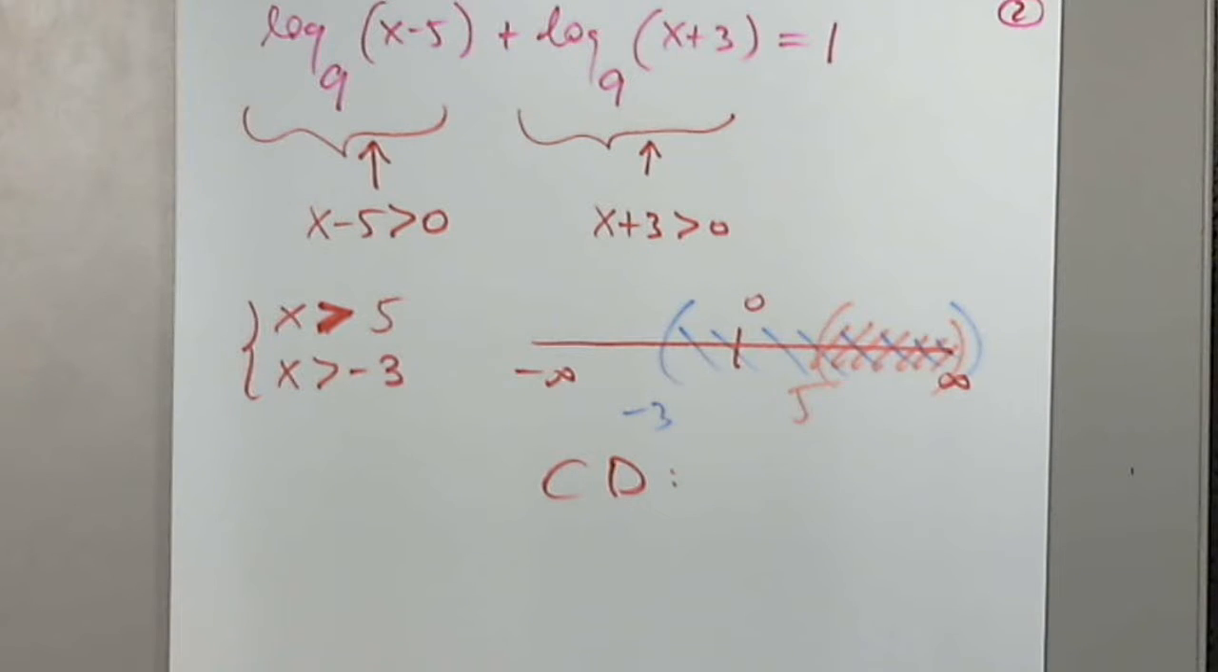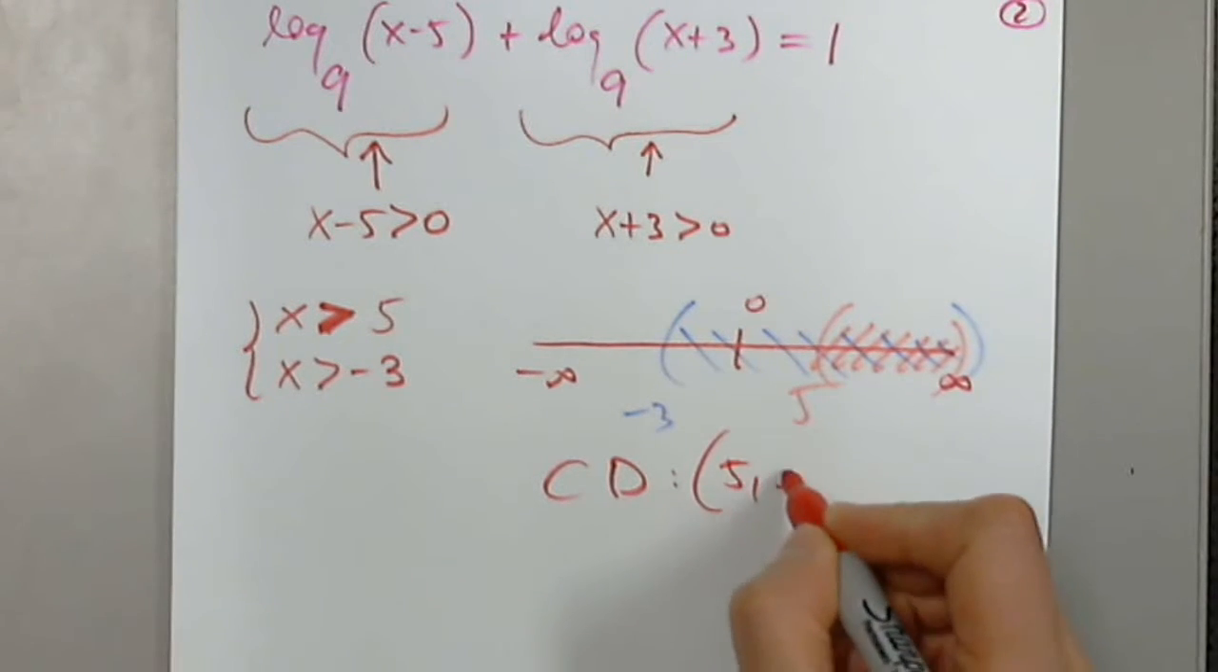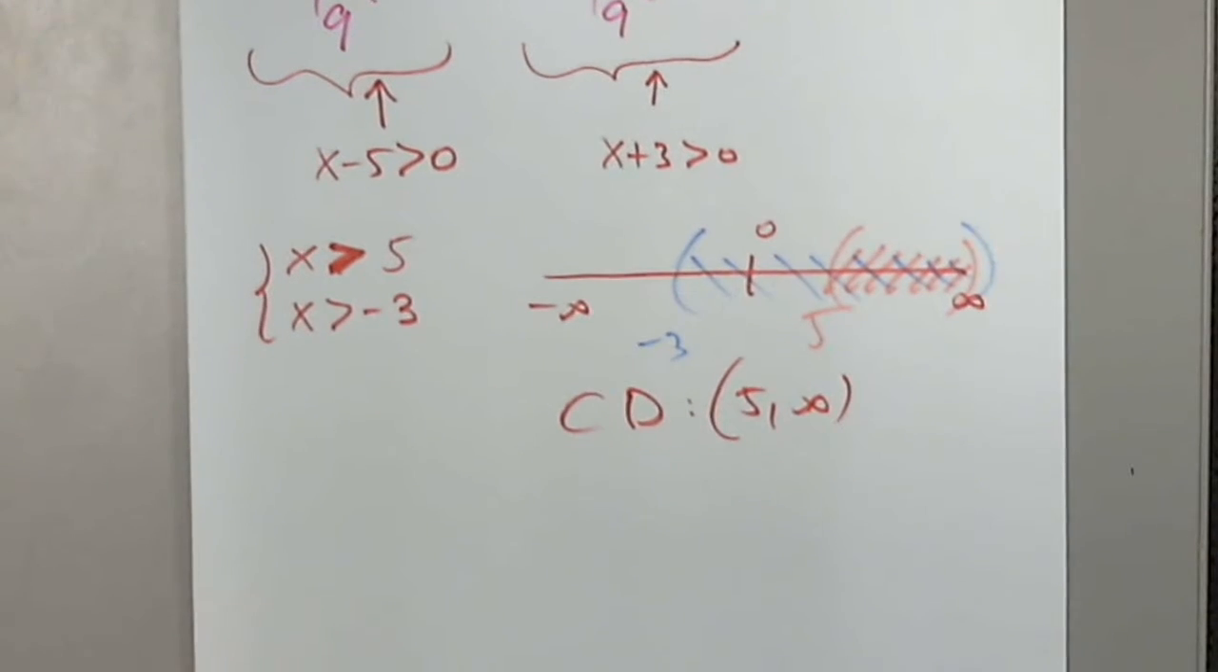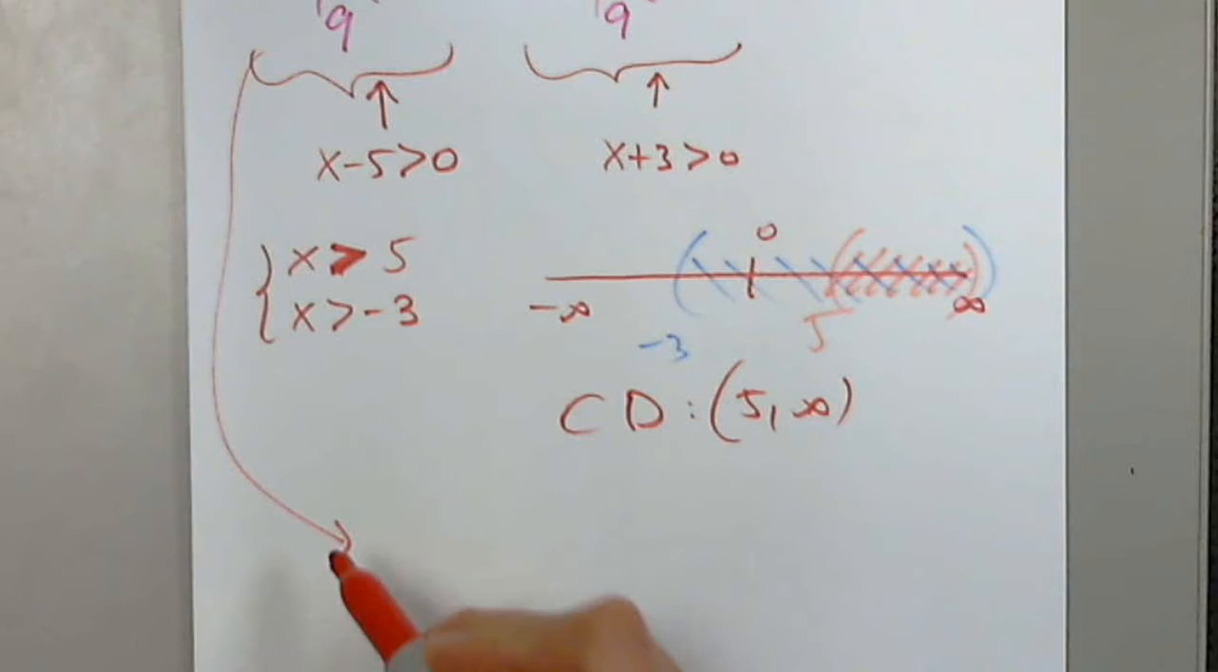Common domain means both colors. If I only have one color, it's not good. If I don't have colors at all, it's not good. 5 to infinity, indeed. Both colors have to be there because one color is the domain of one and the other color is the domain of the other. And they both have to exist at the same time. Awesome.